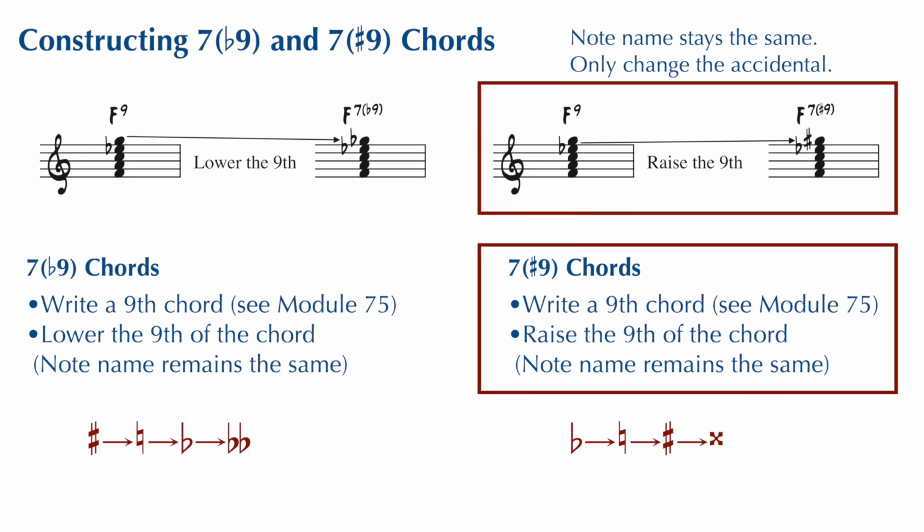And if you want to write an F7 sharp 9, again you start by writing the F9 chord. That's going to be F, A, C, E flat, and G. Now we're going to raise the 9th. The 9th is that G. We change it to a G sharp. And now we have F, A, C, E flat, G sharp, or F7 sharp 9.